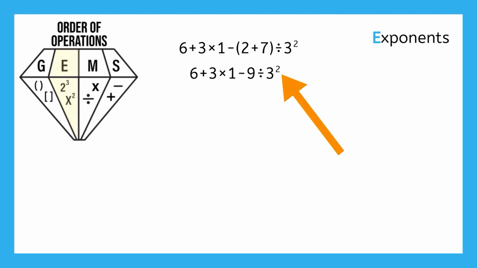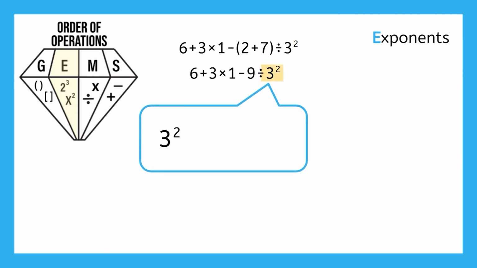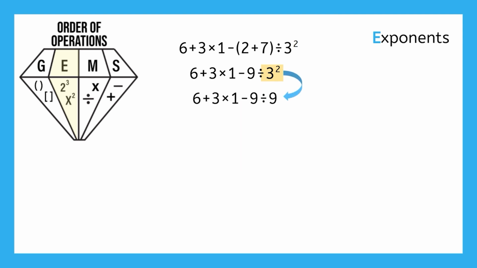Yes, right there. Exponents represent repeated multiplication. So 3 to the power of 2, or 3 squared, means to multiply 3 times 3. That equals 9. Bring down the rest of your expression, and with exponents out of the way, we are ready to move on to M for multiplication and division.